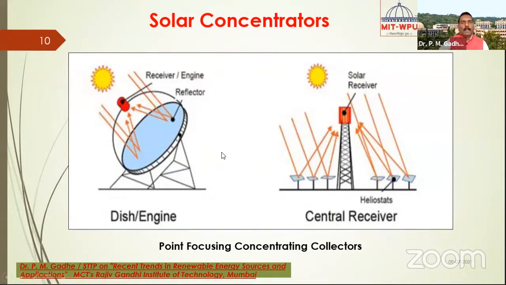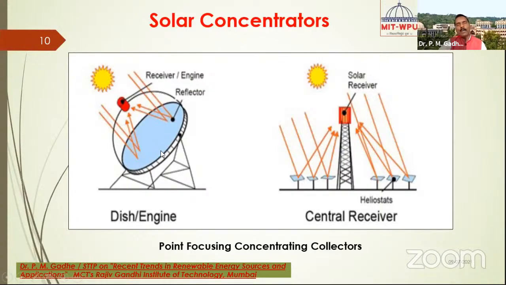Now, another concentrators are the point focusing type of concentrator. So another types are the point focusing type of concentrator. So this is the parabolic dish type of concentrator. So in parabolic dish type of concentrator, this is the paraboloid dish. It is given the paraboloid shape.